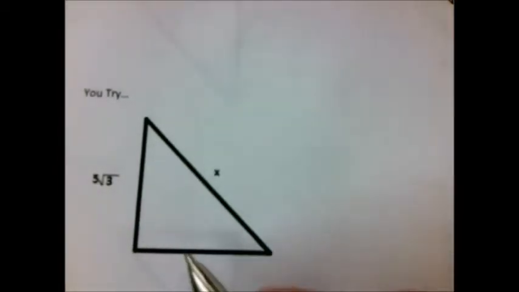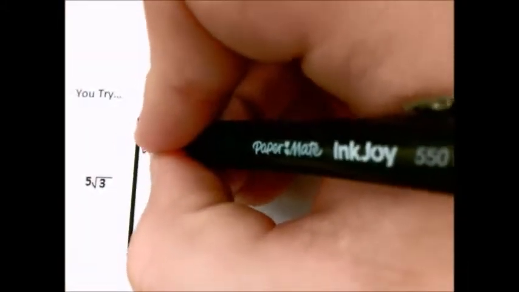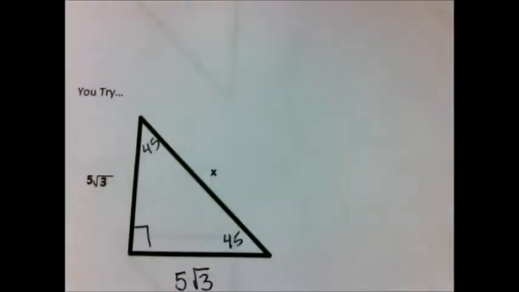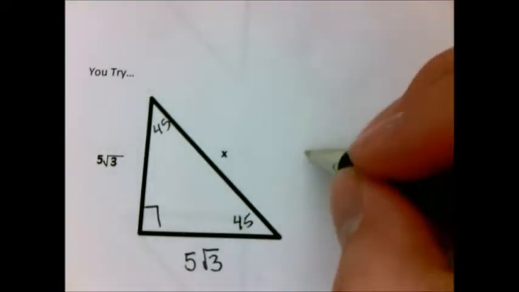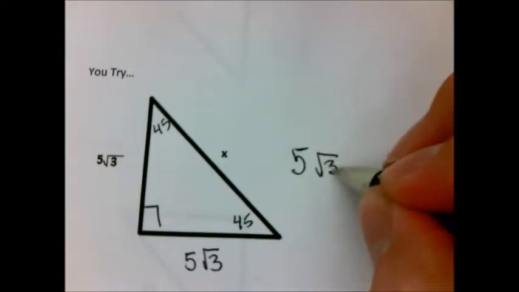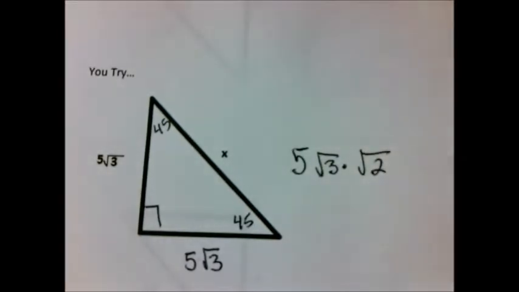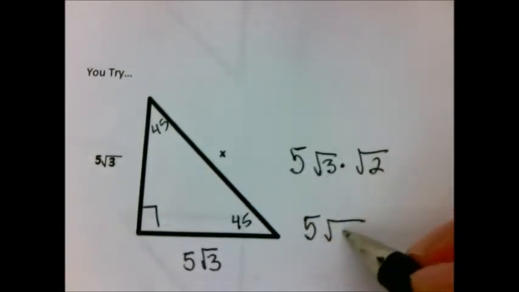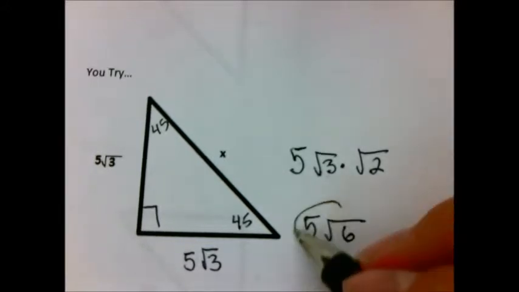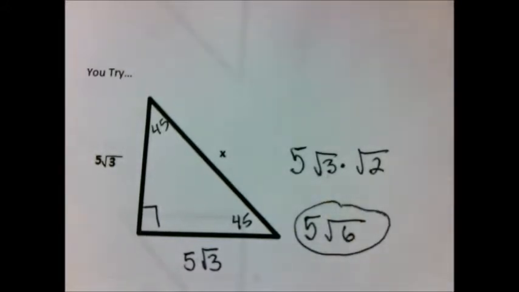Okay, so we have this one right here. We know that this is going to be 5 square root 3. I'm going to label these 45, 45, just so you guys know that's what it should look like. So, that's 5 square root 3, that's 5 square root 3, and we know how to find this. We take the leg and we multiply it by square root 2. So remember, you gotta multiply the outsides. There's no outsides on the square root 2, so 5 stays the same. Multiply the insides, which becomes 6. So 5 square root 6 is your answer for this one.